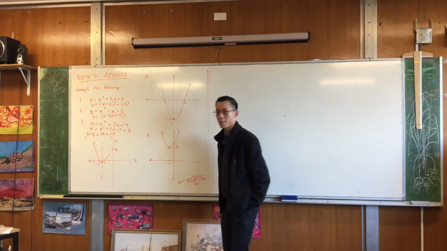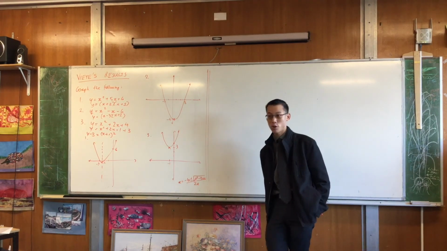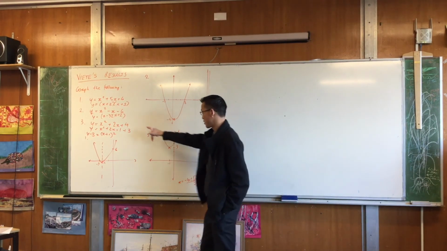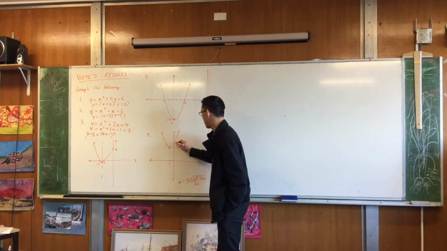What's this point going to be, by the way? Look again, original line. It's just going to be 4, isn't it? So that's my graph.